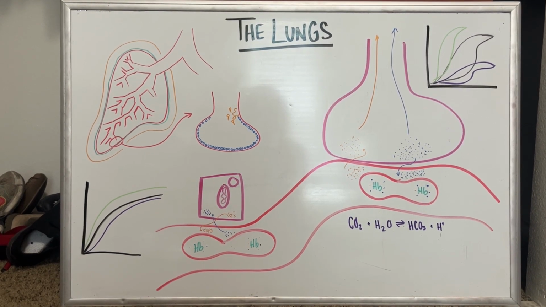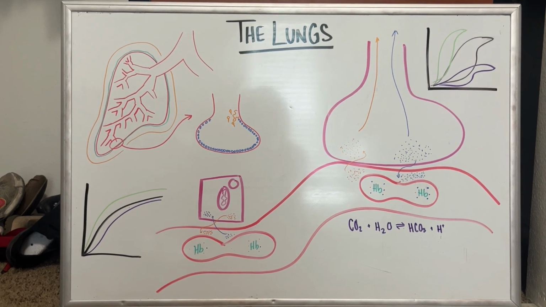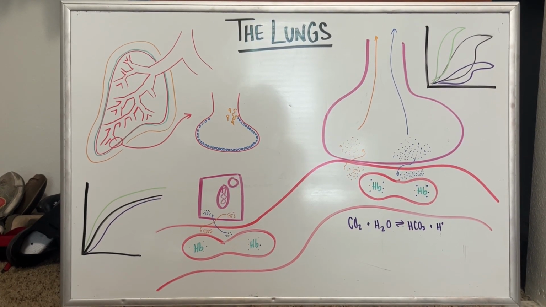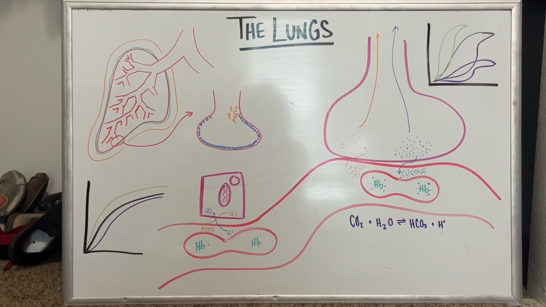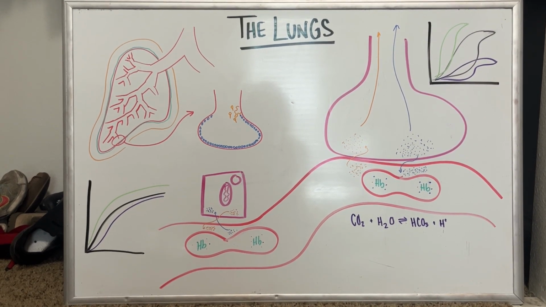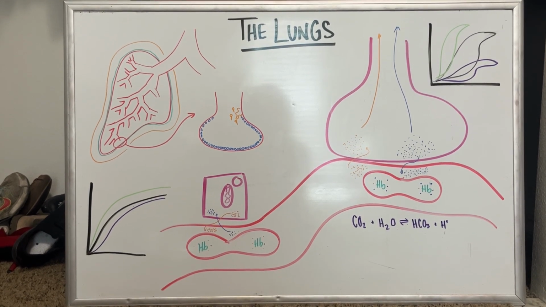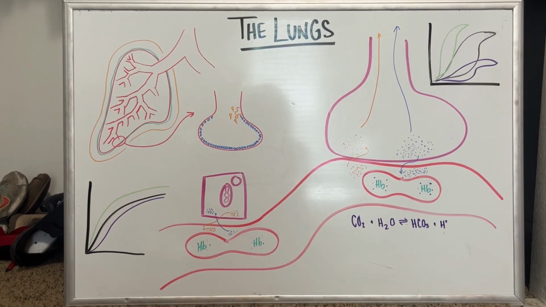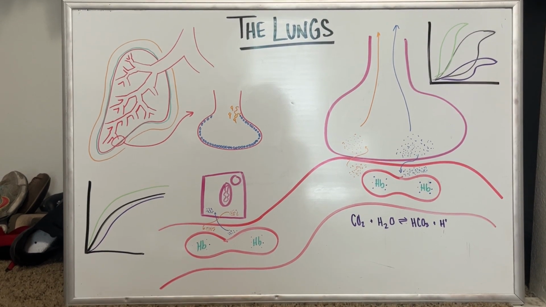The last one is the Haldane effect. This effect describes how oxygen binding to hemoglobin decreases hemoglobin's affinity for carbon dioxide, facilitating the release of carbon dioxide in the lungs. Conversely, when oxygen leaves the hemoglobin in the tissues, hemoglobin's affinity for carbon dioxide increases, promoting carbon dioxide uptake. This means that deoxygenated blood can carry more carbon dioxide than oxygenated blood.